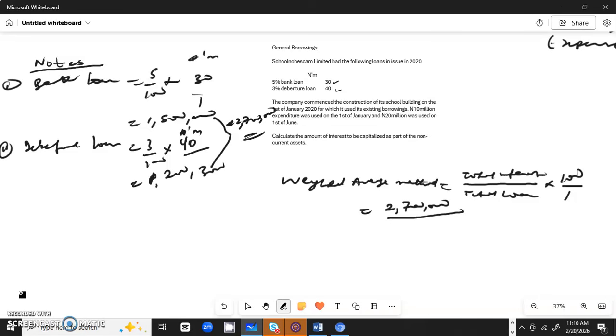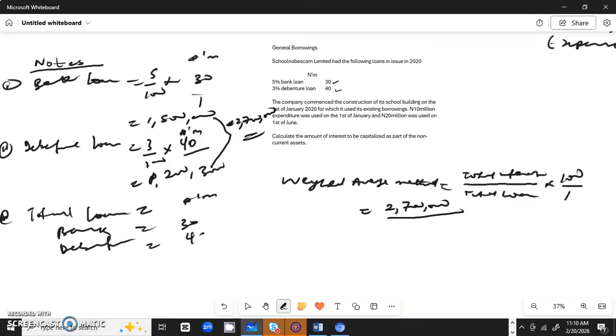Total loan, number three: total loan equals bank loan, that is 30 million, then debenture, that is 40 million. So total loan is 70 million. Multiply by 100. So what would that give us? Let us do the calculation.